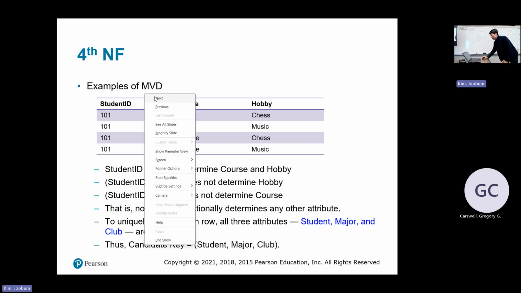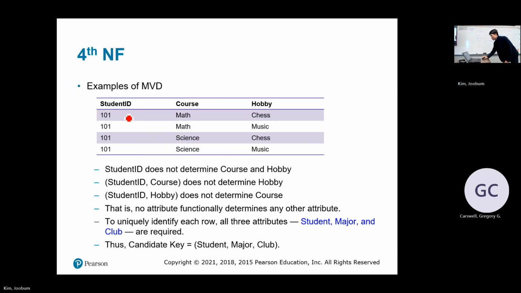How about this one? Student ID and then hobby can determine course? No, it has math and science. So there's no functional dependency in this case. Okay. So to uniquely identify each row, we have a composite key with three attributes: student ID, course, and then hobby.